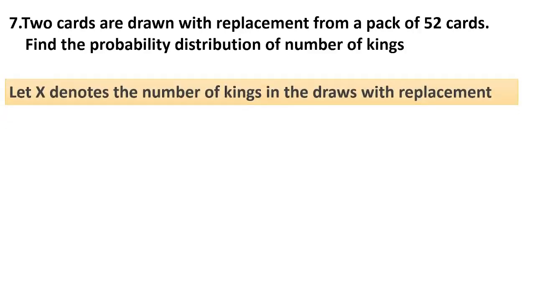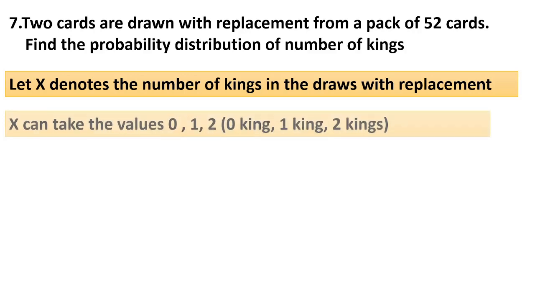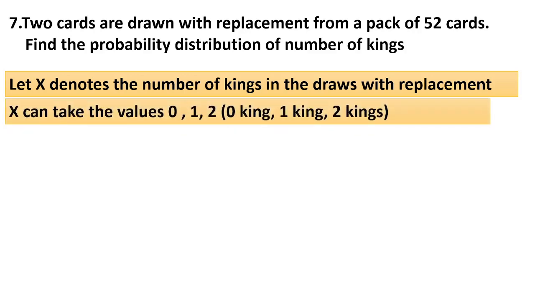Let X denote the number of kings in the draws. How many cards are drawn? Two cards are drawn. Therefore, it may be zero kings, one king, or two kings. These are the possible values of X. For these values only you have to find the probabilities and put them in the probability distribution table.